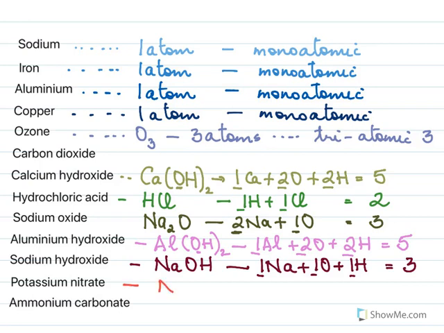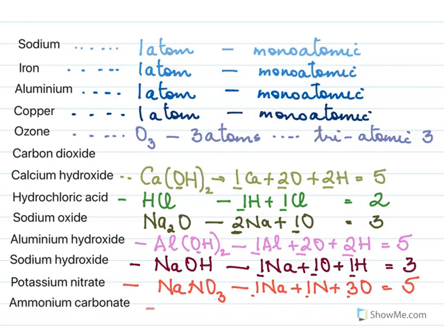Potassium nitrate. Potassium nitrate is KNO3, made up of 1 potassium plus 1 nitrogen plus 3 oxygen. So 1 plus 1 plus 3, and that is atomicity 5.